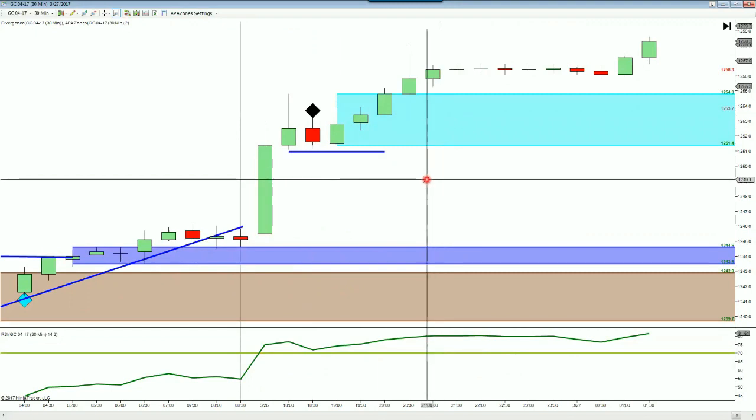So thank you guys very much for looking at the divergence indicator that we've just made. We're really excited about it, and we really think that it's a tool of value.